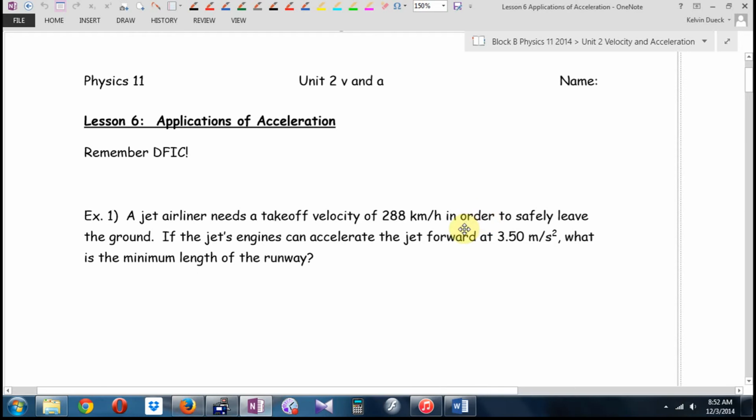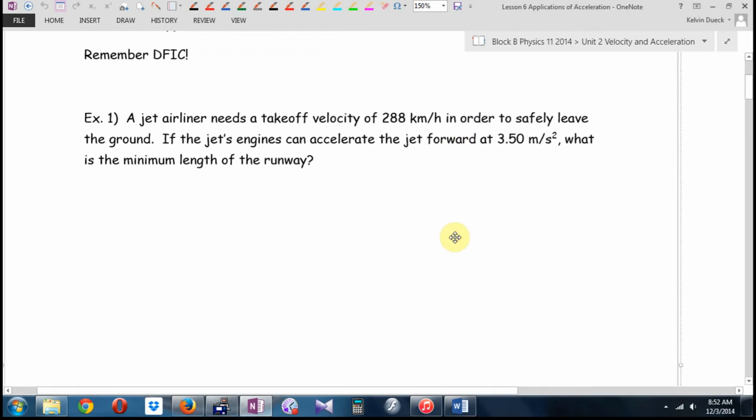I wanted to show you where this is actually used out there in quote-unquote the real world. So here's example 1. I looked these numbers up. A jet airliner needs a takeoff velocity of 288 kilometers per hour in order to safely leave the ground. The jet's engines can accelerate the jet forward at 3.5 meters per second squared. How big a runway do you need to build? So you're an airport designer. These are the specs. I think I pulled these from a 747, but I can't remember now. But I Googled a couple of the major jets and I got these numbers. You're designing an airport. How long does your runway have to be?